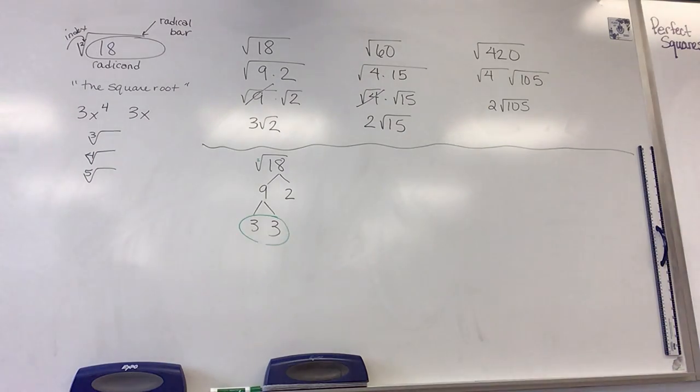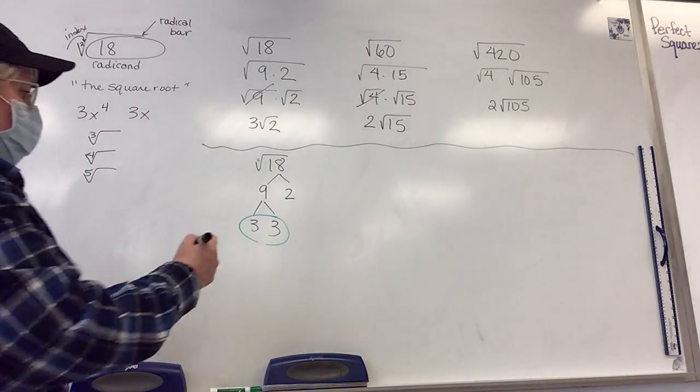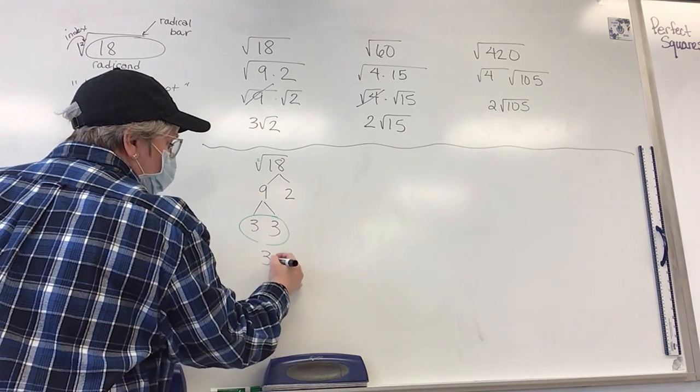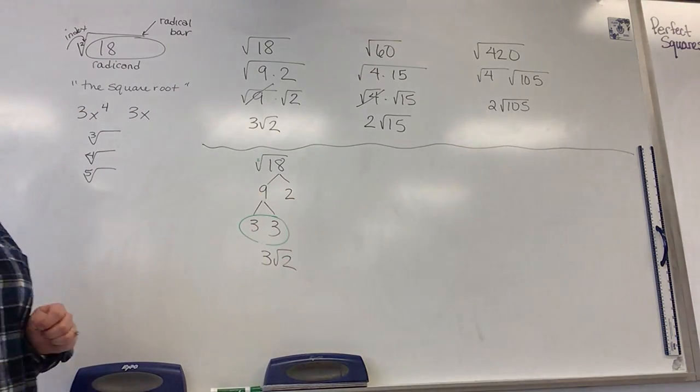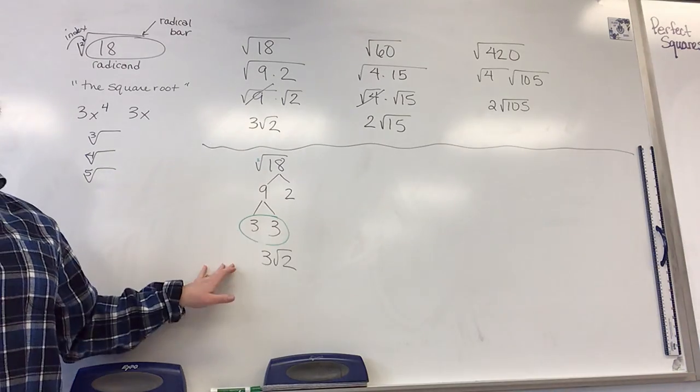One number comes out from the pair, and so that would come down. This guy did not have a pair, and so he is stuck inside. So you get the same answer, just a different way.